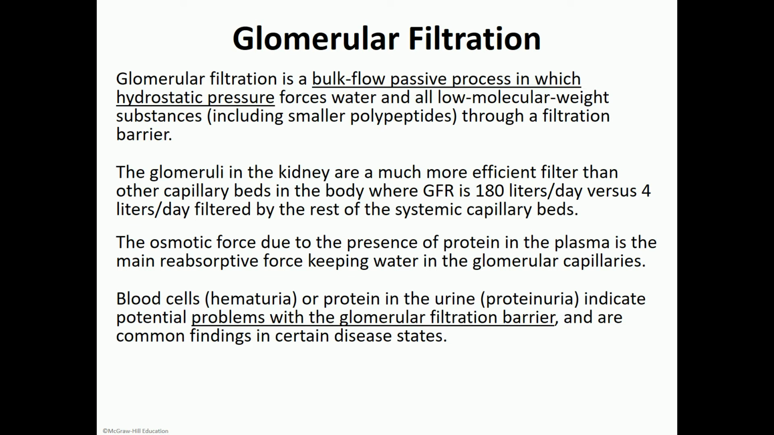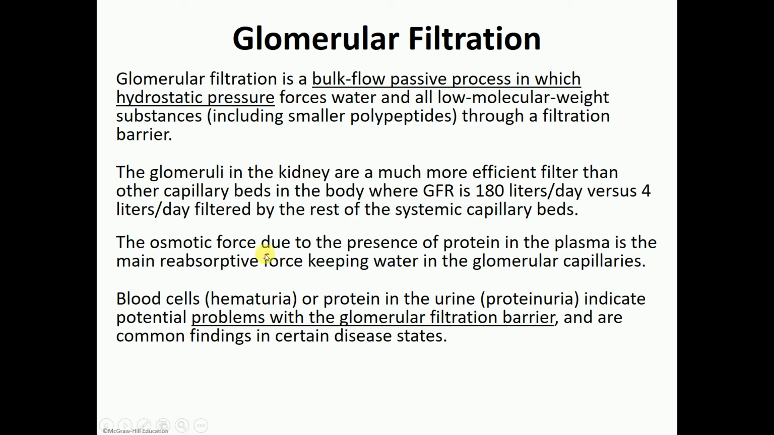As we mentioned, the capillaries in the glomeruli have very big gaps, and they filter about 180 liters per day. If you compare that to normal capillaries, other capillaries only filter out about 4 liters per day. So you can compare these and see how the renal capillaries allow for the massive passage of filtrate.